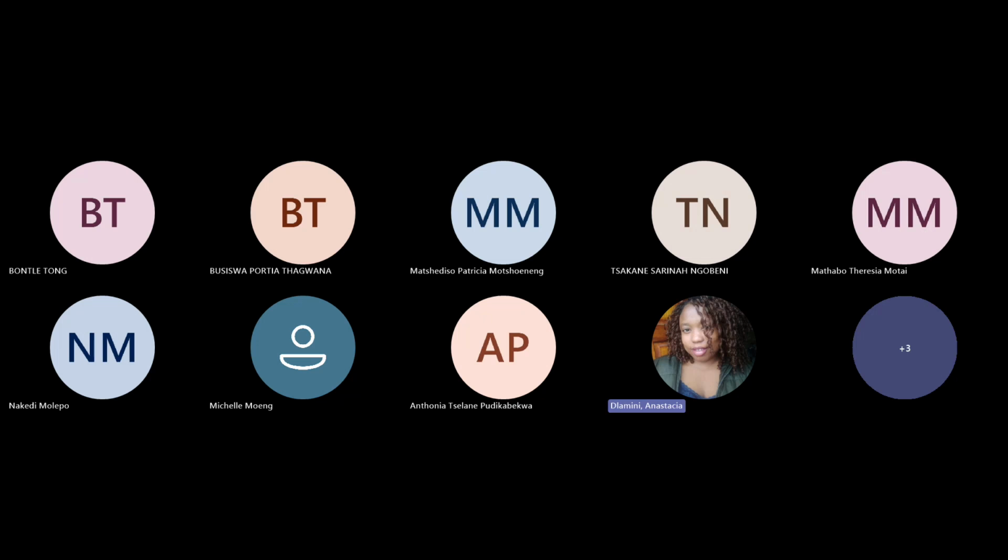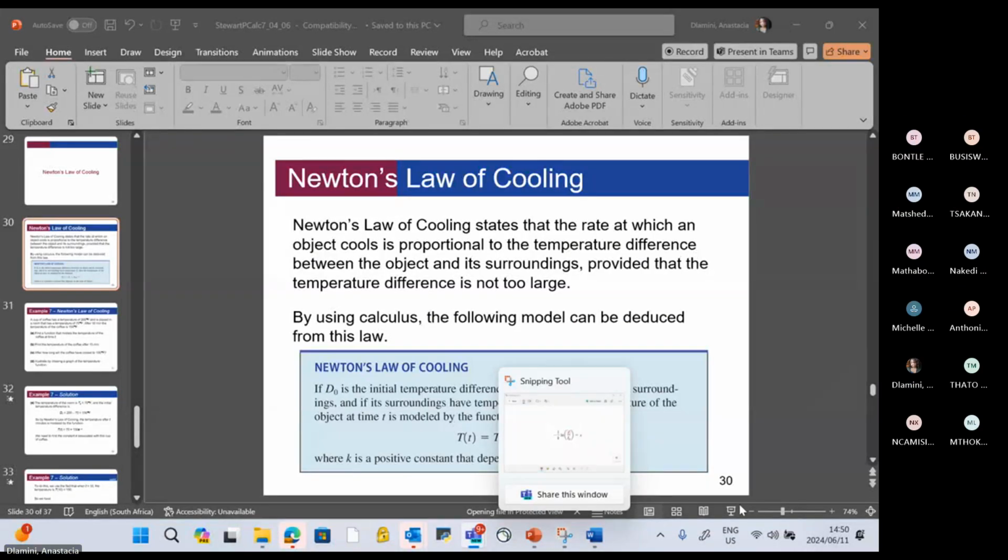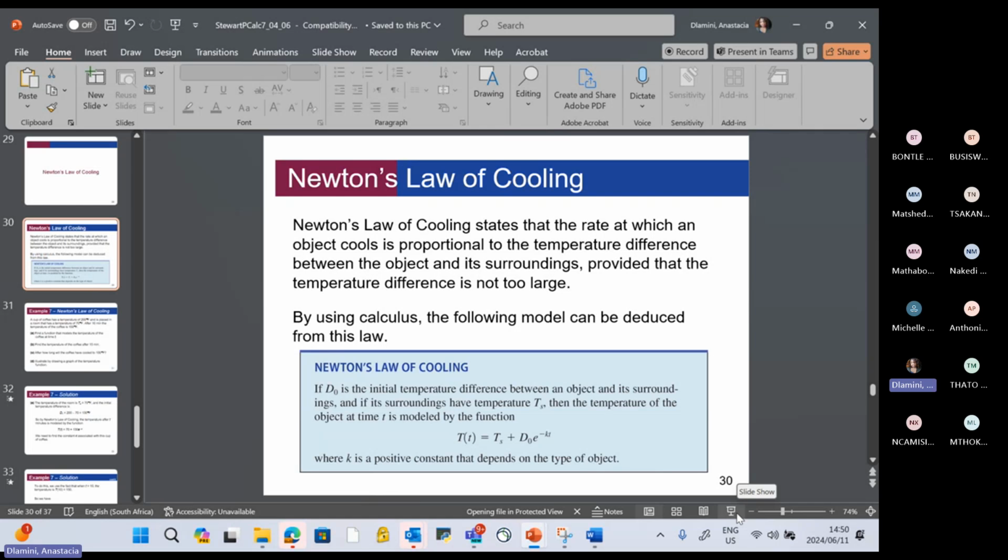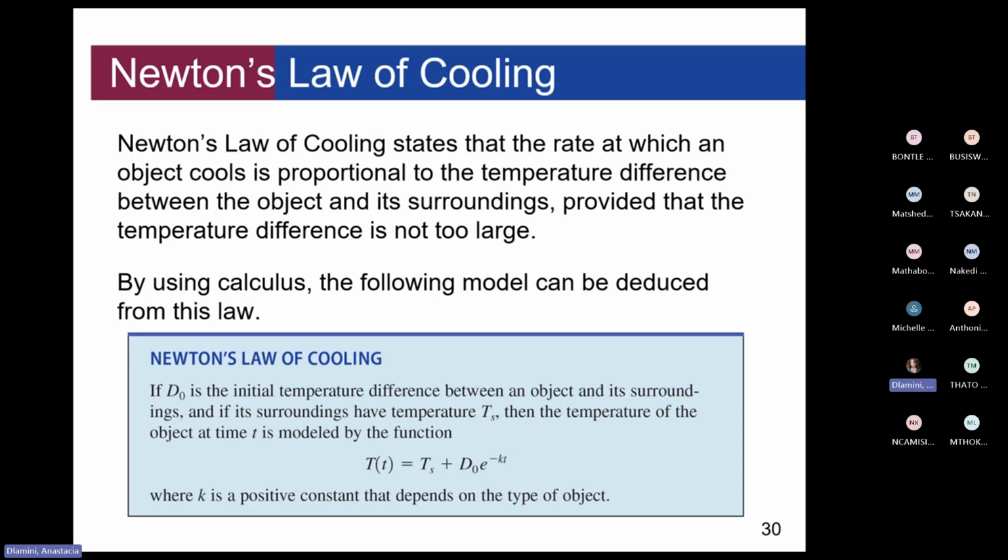So now, did you understand when the Newton's law of cooling comes in? Let's start there. Here they're saying that Newton's law of cooling states that the rate of change of an object's cooling, meaning the rate at which your coffee is cooling from hot to cold, is proportional to the temperature difference between the object and its surrounding. Does it make sense?